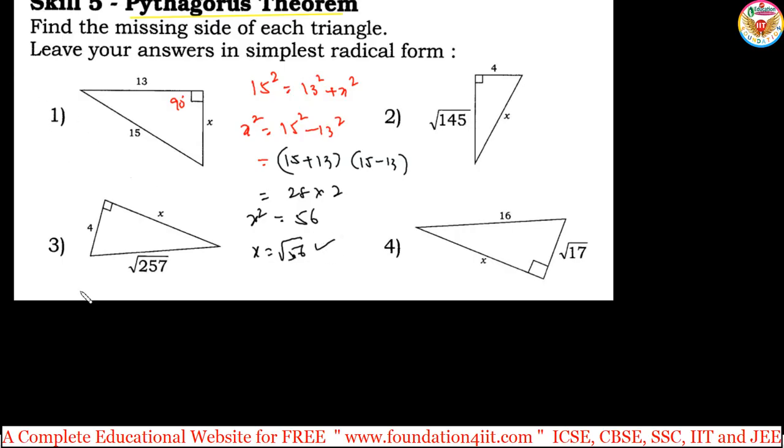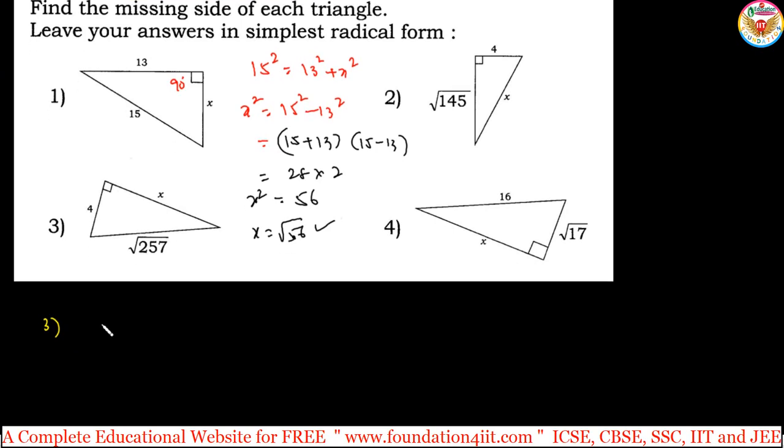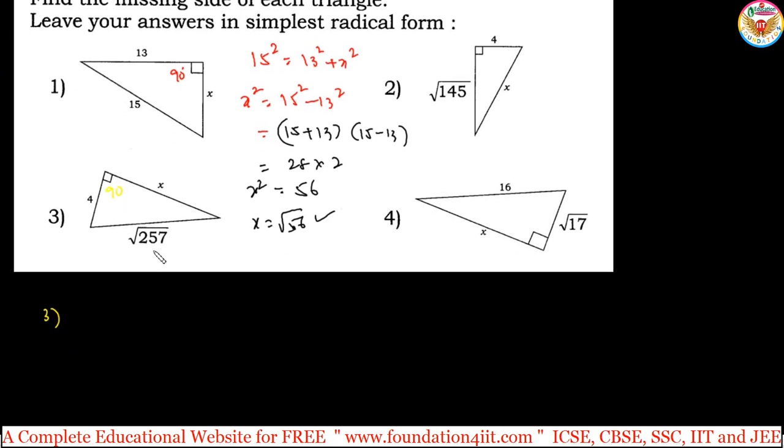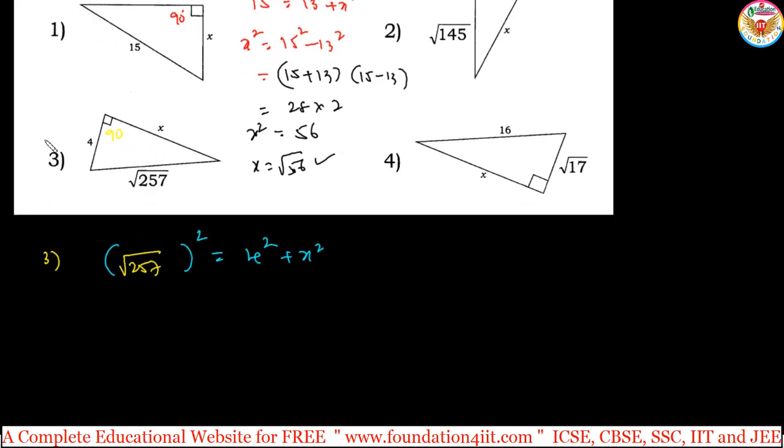We can apply it even here. Let us take question number 3. In this question number 3, this is 90 degrees. The hypotenuse is root 257. So the square root of 257 is the hypotenuse. Hypotenuse square is equal to the sum of the squares of the other two sides. 4 and x are the other two. So now we can cancel this square and square root. 257 is equal to 4 square, which is 16, plus x square. X square is 257 minus 16. That is 241. Right? X square is 241. So x is equal to the square root of 241.